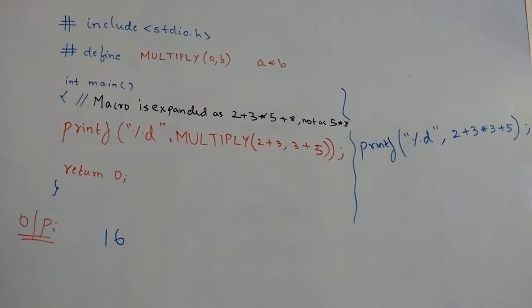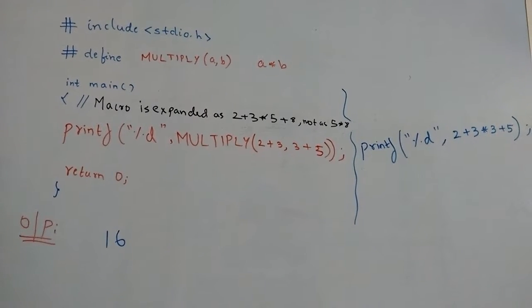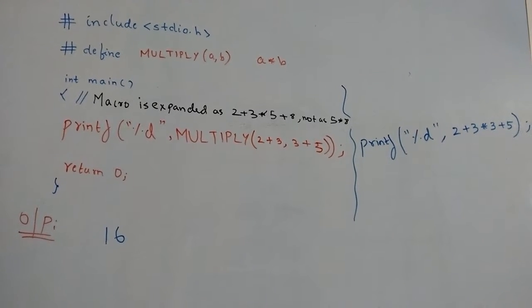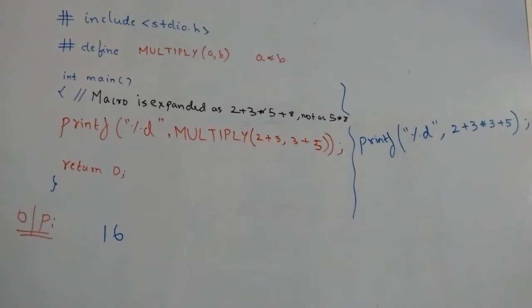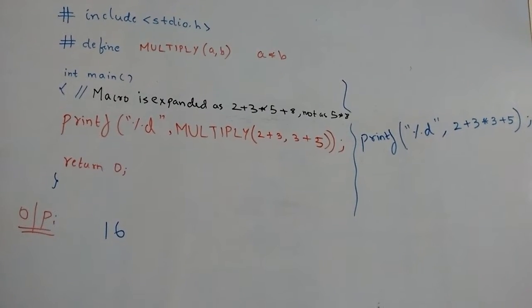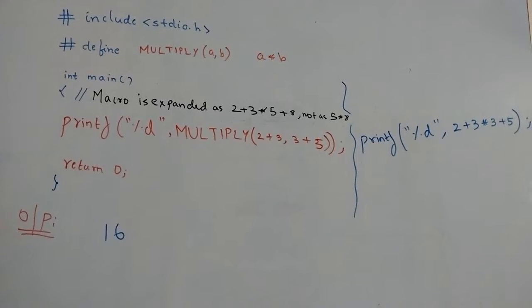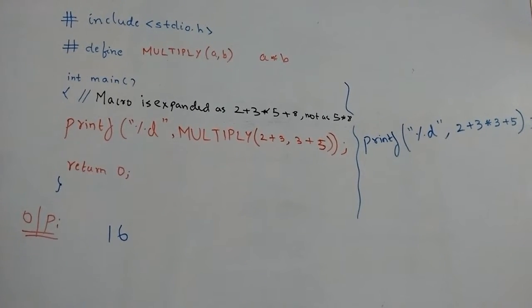So, what is the answer? What does the statement print? When you take a pen and paper and calculate it, some of them may say the output is 16. Some of them may say the output is 40. So, this is where the comment line comes in.